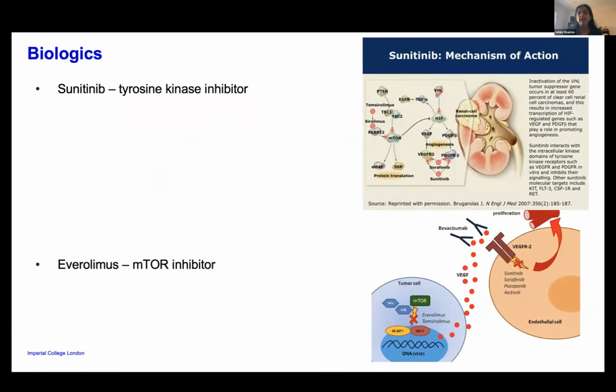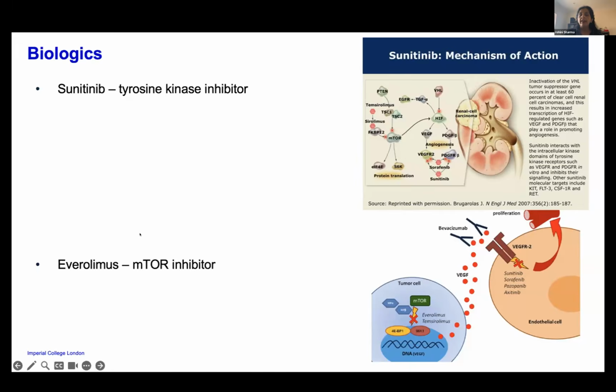So sunitinib is a tyrosine kinase inhibitor, and it's used in kidney cancer, and that's why I've got this image here. But you can see that sunitinib is here, and it inhibits the VEGF and PDGFR pathway. So essentially, it inhibits angiogenesis. And we know that angiogenesis is really important in the growth of neuroendocrine tumors.